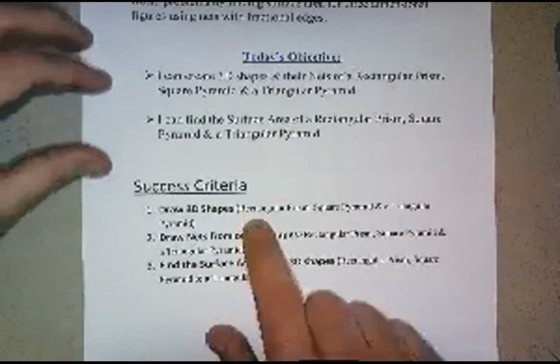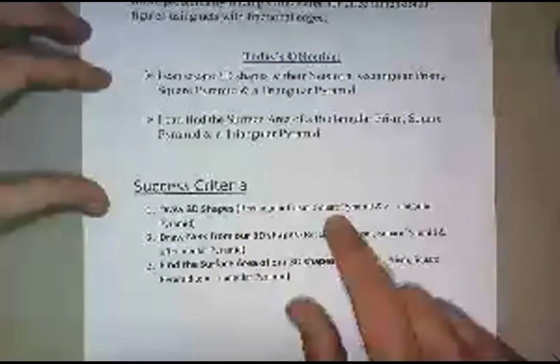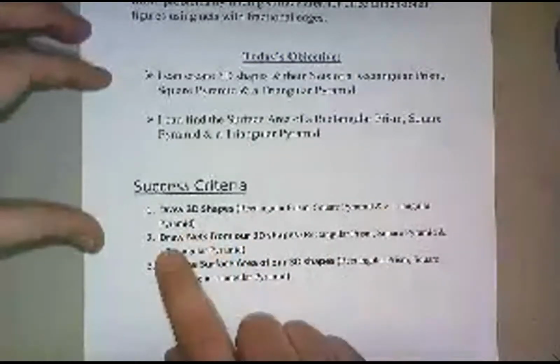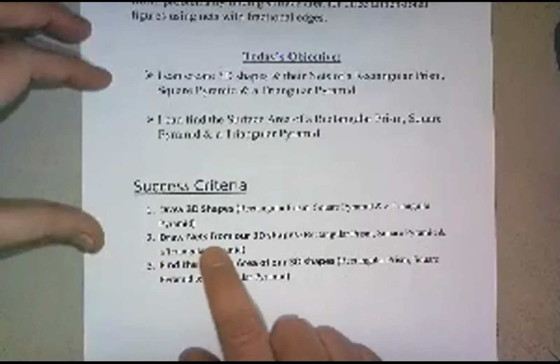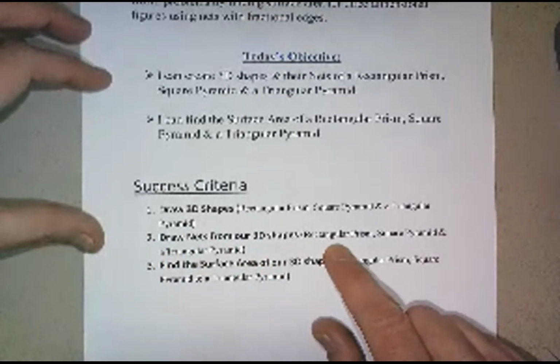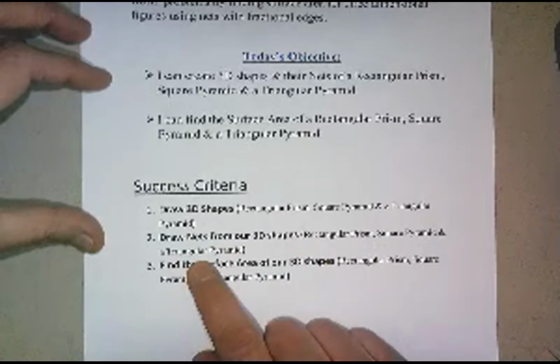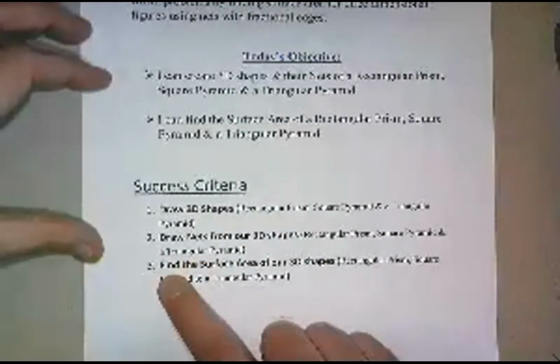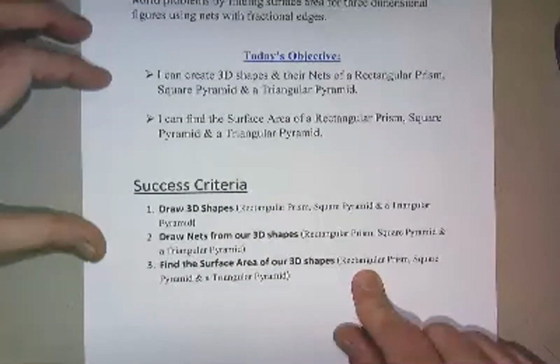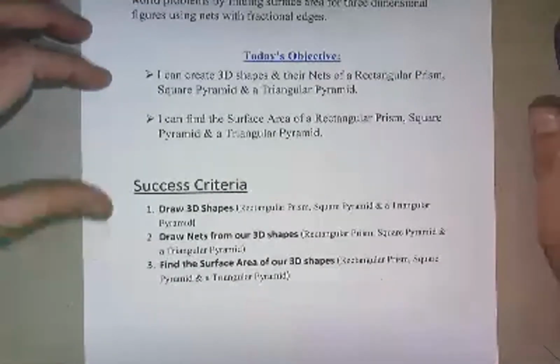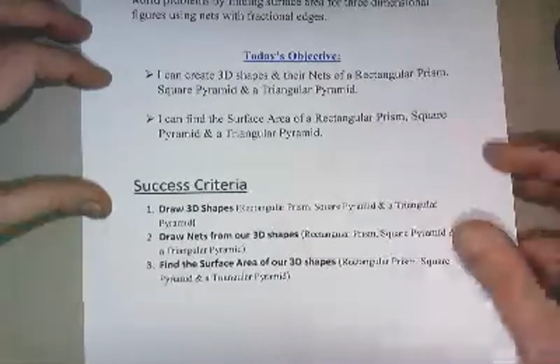And in order for us to do that, we have our success criteria. Number one, draw 3D shapes, specifically the rectangular prism, the square pyramid, and a triangular pyramid. Two, we're going to draw nets from our 3D shapes. And the third one, we're going to find the surface area of our 3D shapes. So let's get started.